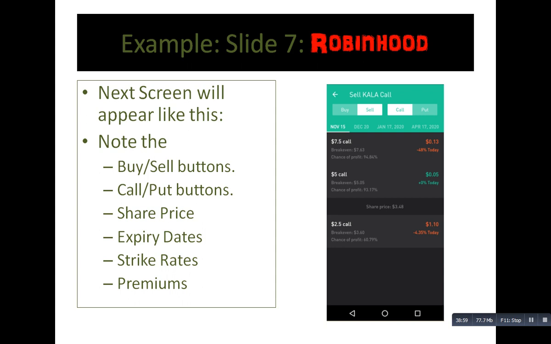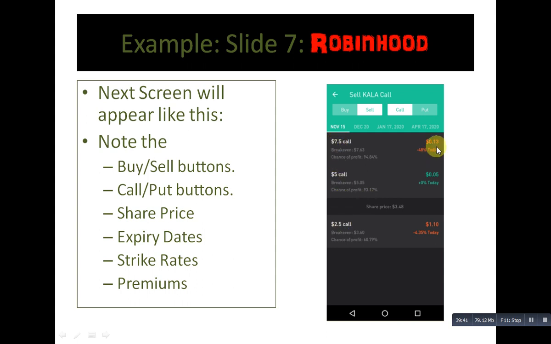Next, you can note there are different dates and months here. This is November 15, this is December 20, this is January 17, 2020, and this is April 17, 2020. These are the expiry dates we saw in our earlier example. The other thing you can see is the $7.5 call, $5 call, $2.5 call. These are the strike prices we saw in our example earlier, where it was $12. Here in this live example, different values are available.